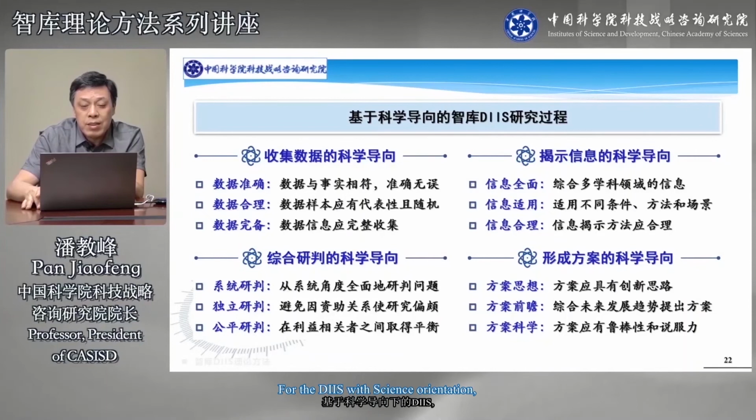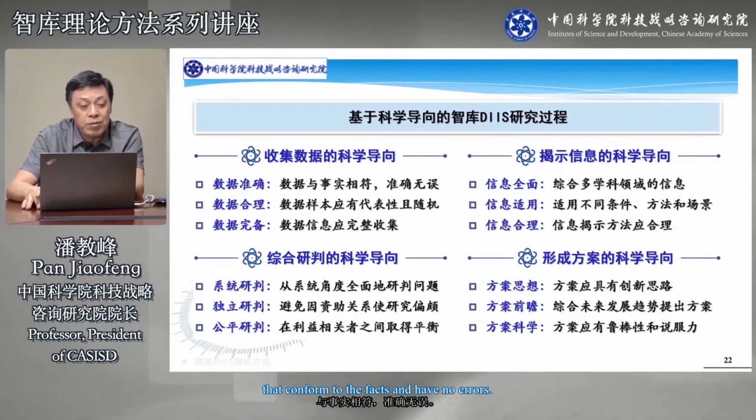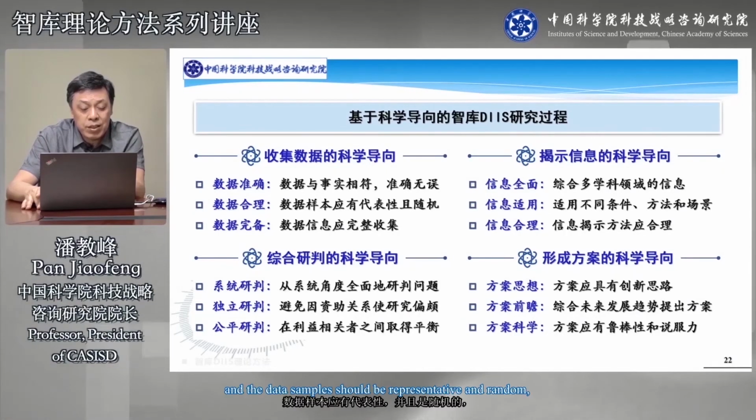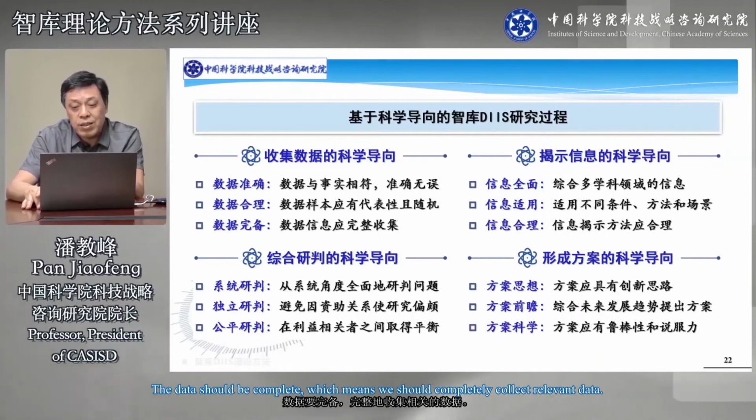For the DIIS with science orientation, the link of data under science orientation should collect accurate data that conform to the facts and have no errors. The data should be reasonable, and the data samples should be representative and random, instead of extracted with a certain prejudice. The data should be complete, which means we should completely collect relevant data.